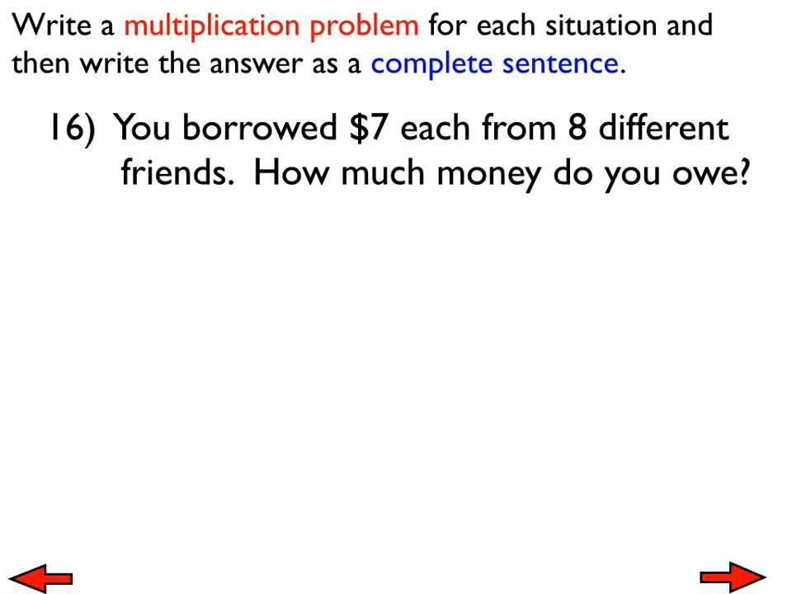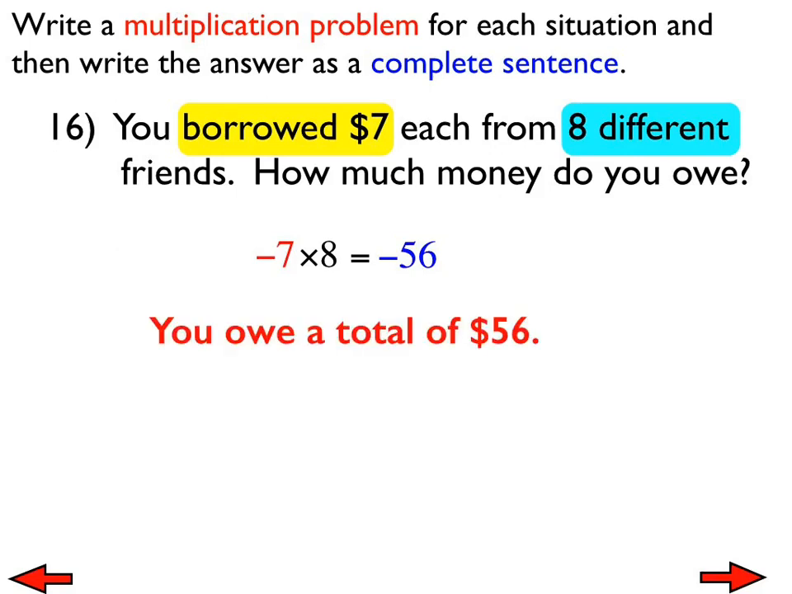You borrowed $7 each from 8 different friends. How much money do you owe? Well, a multiplication problem that would represent that situation might be borrowing $7, which is negative 7 as an integer, from 8 different friends. So you're going to multiply that by a positive 8. And it should be obvious at this point that the product of negative 7 and 8 is negative 56. It does say write your answer as a complete sentence. That would be something like you owe a total of $56.